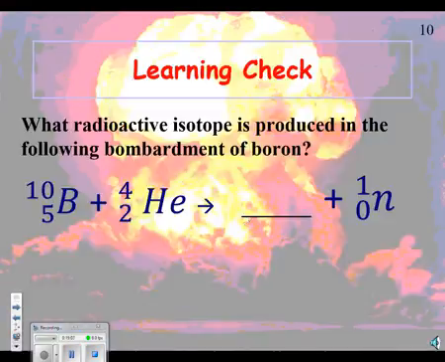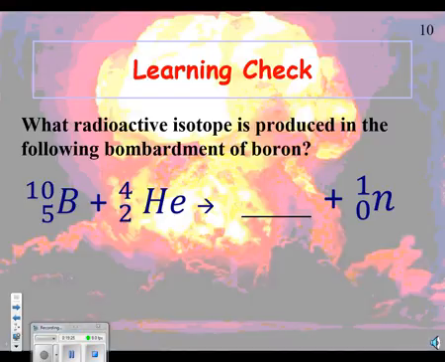Okay, so here's your learning check. It's number 5. If I have boron 10, 5, and I bombard it with an alpha particle, what am I going to get? I'm going to get a neutron given off, but what else?